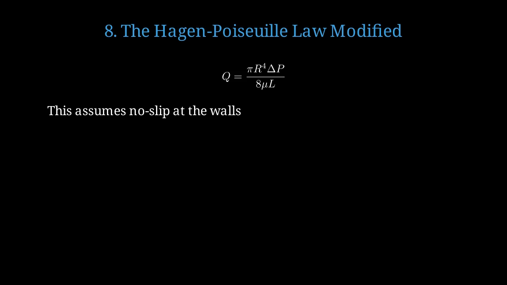Let's see how the famous Hagen-Poiseuille law changes when we include slip. The classical Hagen-Poiseuille law says flow rate equals pi r to the fourth times pressure drop divided by 8 times viscosity times length. This classical formula assumes the no-slip boundary condition at the tube walls. With slip, we multiply by the enhancement factor 1 plus 4b over r, dramatically increasing the predicted flow rate.